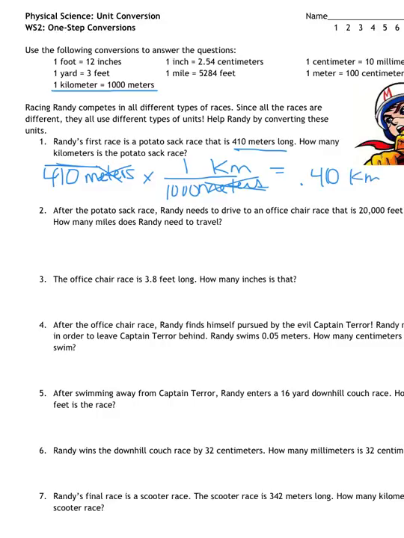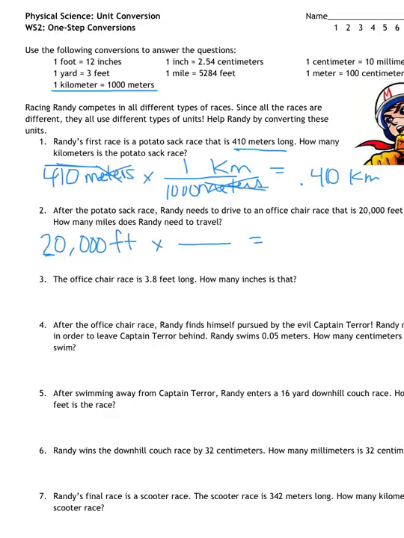All right, number 2. After the potato sack race, Randy needs to drive an office chair that is 20,000 feet. Okay, so we're starting with feet. The question is, how many miles does Randy need to travel? So we're trying to go from feet to miles. Okay, so times the line.